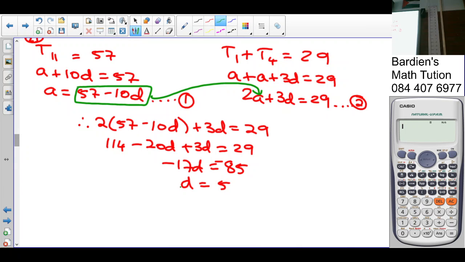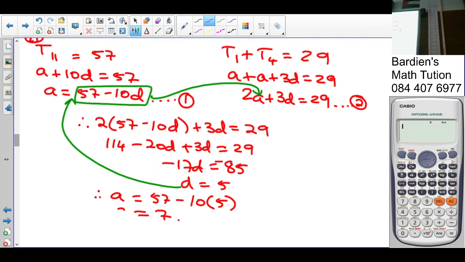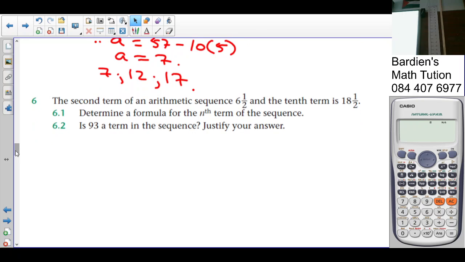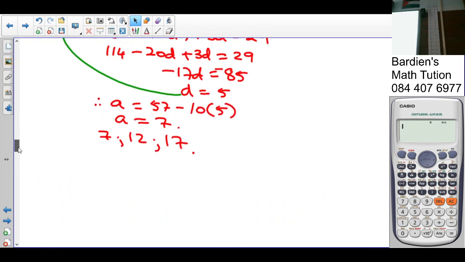So what do we do with this again? We sub that into equation 1. Why not into equation 2? Because in equation 1 we already have a as the subject of the formula. Not so? So let's do the substitution. So therefore a equals 57 minus 10 times 5, which is 7. So what are the three terms? a is 7, you add a d, which gives you 12, and another d, which gives you 17. So these are your first three terms of the sequence. Okay.